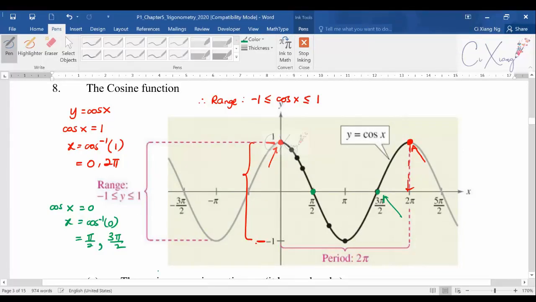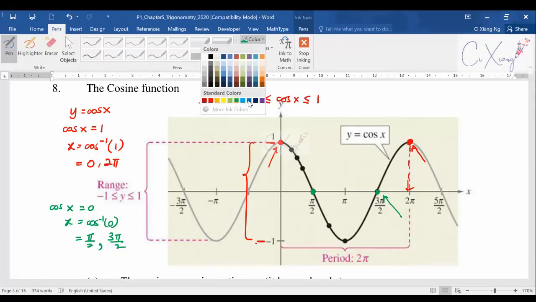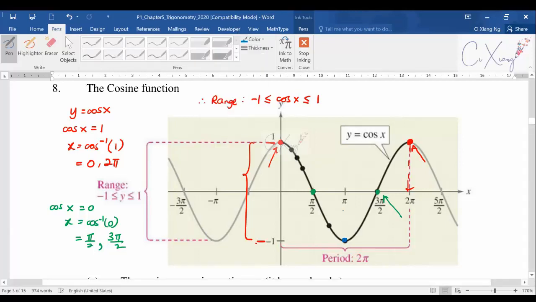Okay, so for these two values, cos equals 0. And the last one, of course, you need to know the value for negative 1. So when the angle is 180, you have cos x equals negative 1. Okay? All right, so this is what we have for the sine graph and also the cosine graph.